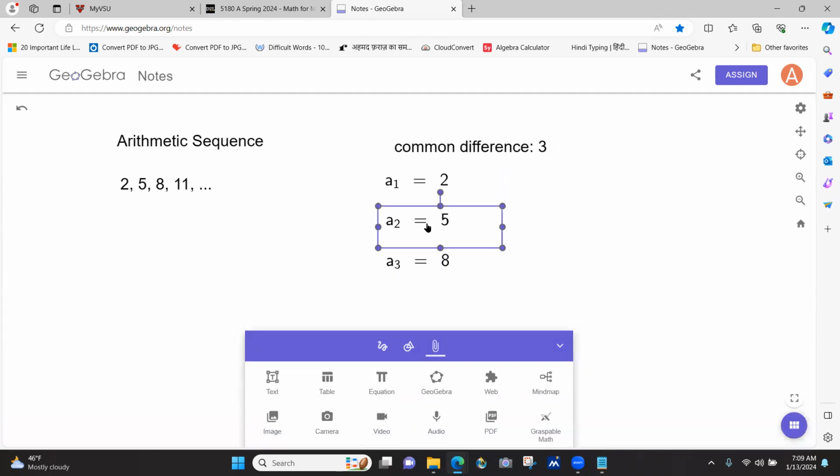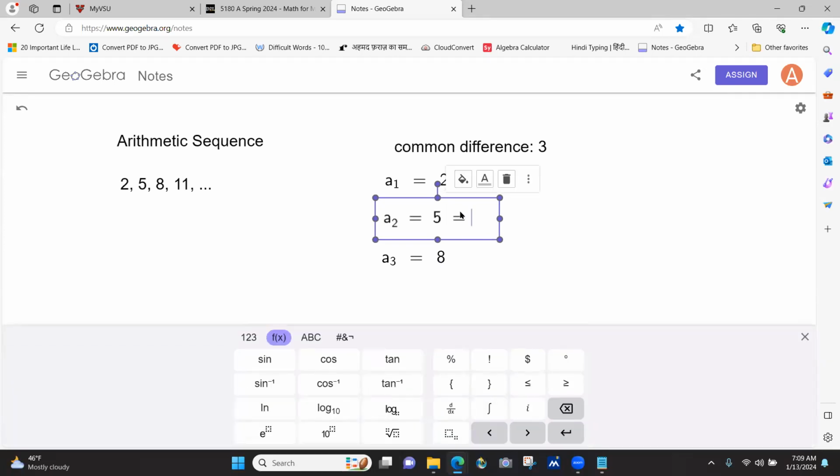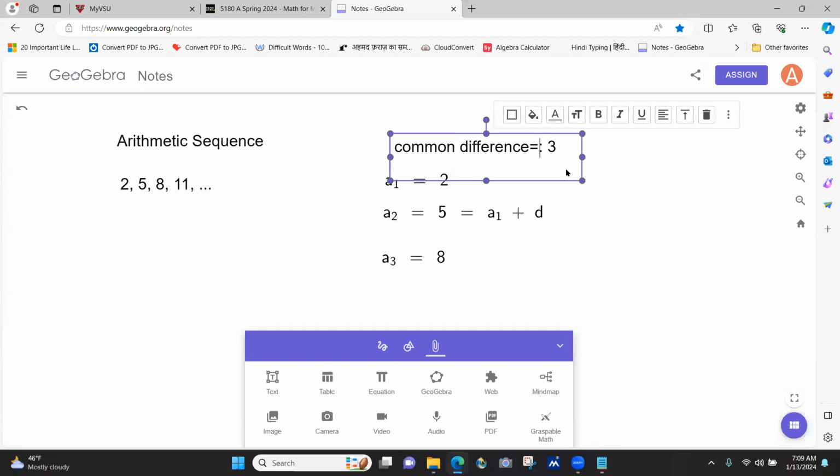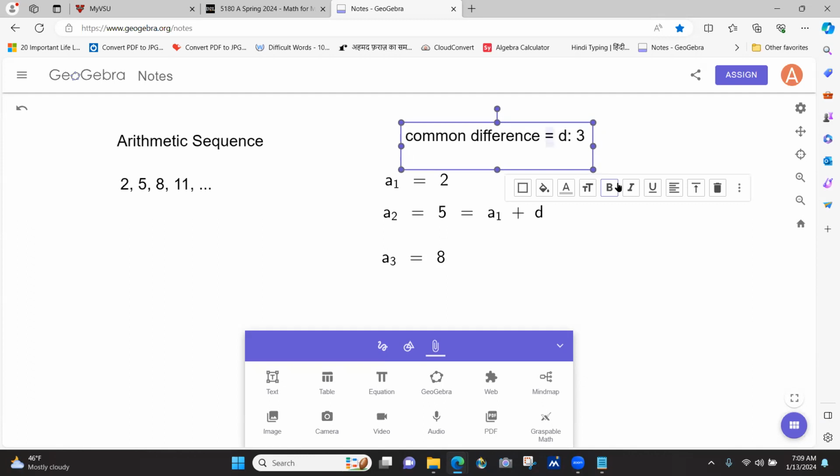Now take a look at what's going on. To get to 5, which is our second term, we take our first term and add the common difference, which is 3. I'm just going to write D here. We're going to use D to represent the common difference, and D is 3 here.